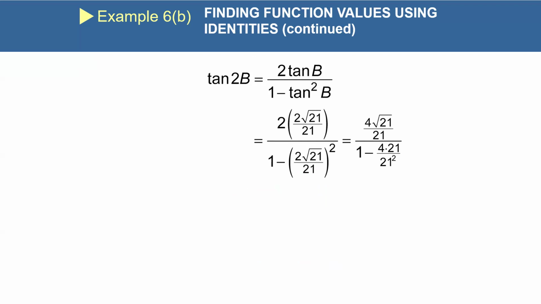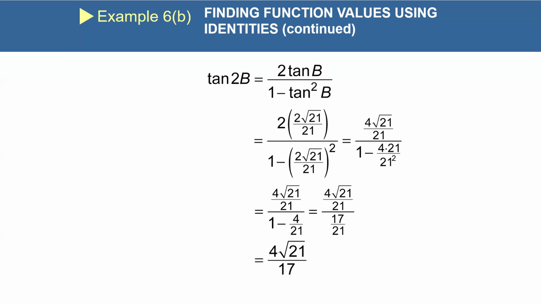And then you do the math. So you get 4 square root of 21 over 21. In the denominator, you have 1 minus 4 times 21 over 21 squared. You're going to combine. Once you combine, you're going to keep, change, flippity flip. Once you flip, your 21s are going to cancel out, and you're going to be left with 4 square root of 21 over 17 is your exact value. Okay, when our fractions start becoming double deckers, that's where it starts getting a little funky.